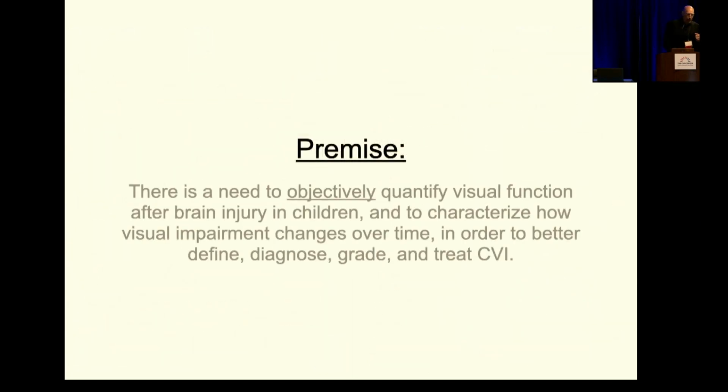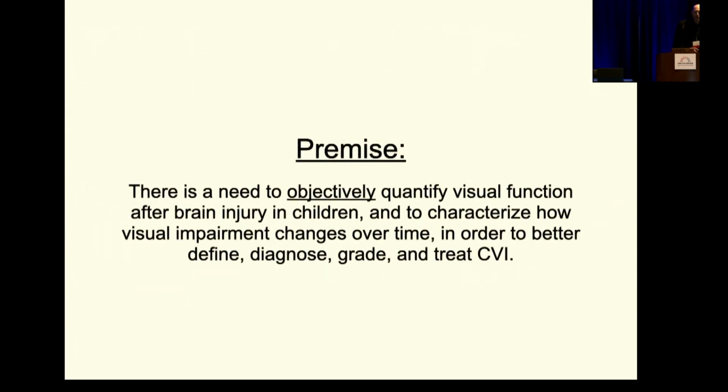We rely on non-quantitative means to do this. And so how could we know if we come back a year later whether there's been some change in this sort of thing? We think we can do better. So the premise we're working under here is that there's a need to objectively, not subjectively, objectively quantify visual function in anyone, but certainly in brain-injured children. And to characterize how those change over time.